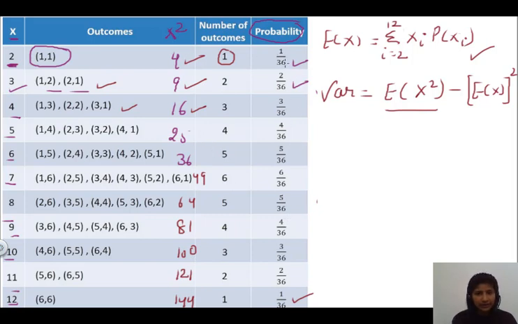4 with 1 by 36. Then place a plus sign. 9 into 2 by 36 plus 16 into 3 by 36 plus 25 into 4 by 36. You get this value. From the value you are going to subtract the square of your mean. And what is your standard deviation that you get? You just have to take the square root of the variance. You will get your standard deviation for the question. Clear? Let us go to the next question now.